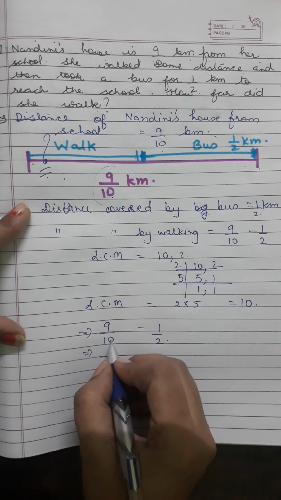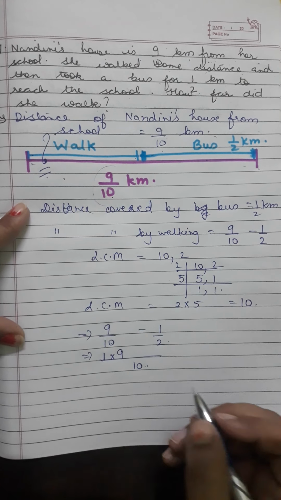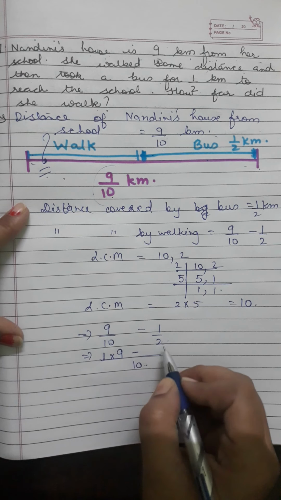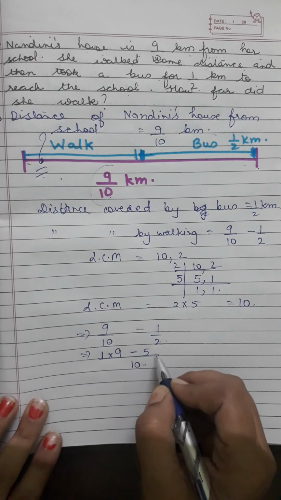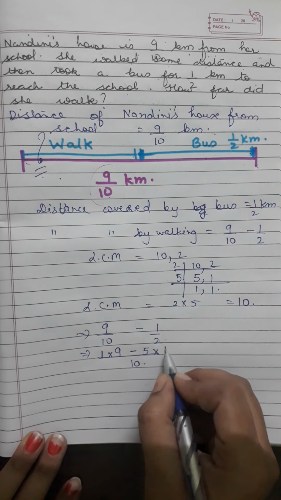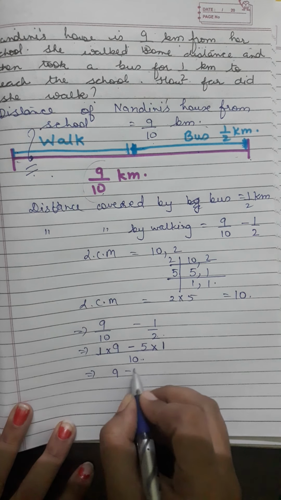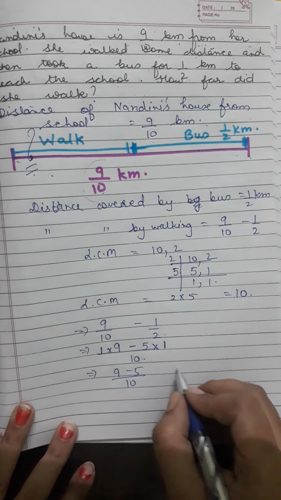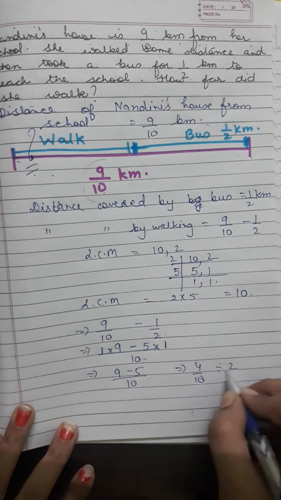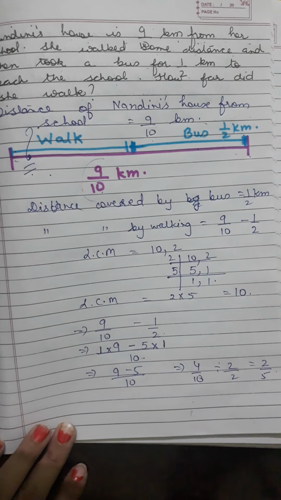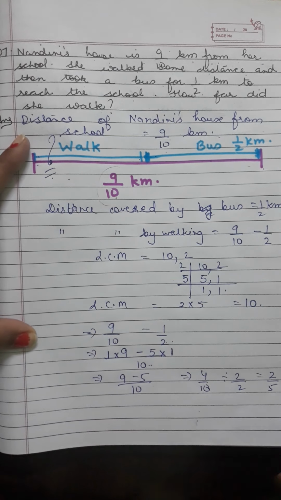So now 10 divided by 10, what will the answer be? 1, multiplied by the numerator, that is 9. Now 10 divided by 2, the answer will be 5. So 5 multiplied by the numerator 1. 9 ones are 9, 5 ones are 5. So it is 9 minus 5, 4 by 10, and 4 and 10 are divisible by 2. So it is 2 by 5. So how much distance did she cover by walking? It is 2 by 5 kilometers.